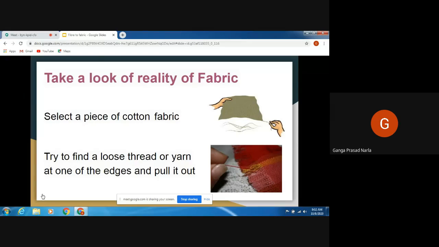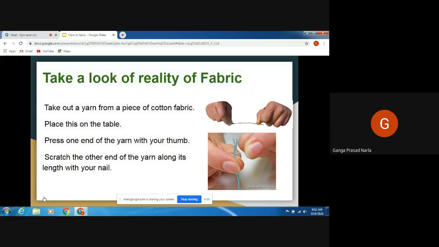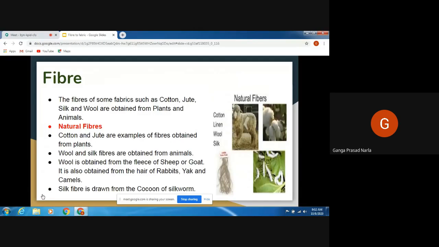We took a piece of fabric, loosened the thread, and pulled out one strand from it. If we loosen that, we get a few more thinner strands, and those strands are called fibers. We discussed this already, so fibers are of two types. Sir, I did not understand in the last class what is meant by fabric and fiber. So fabric, okay, just a minute.